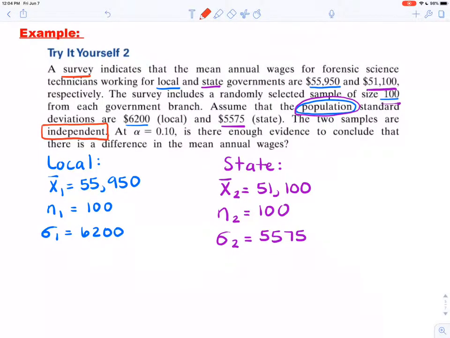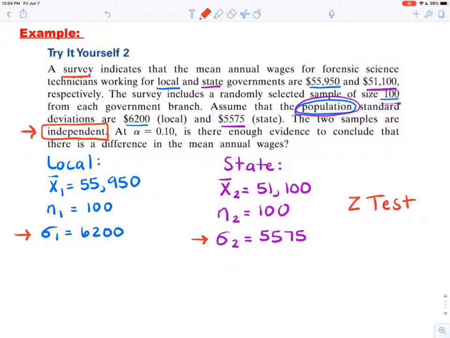Now, this problem comes right out and tells me that these are independent. But even if it didn't, I would say, all right, these are 2 separate groups. We've got local, we've got state. We're not pairing things up. And so I could tell for myself that these were independent as well. What's important here, I have independent samples. I know the population standard deviations, sigma 1 and sigma 2. Therefore, I'm going to use a z-test to test the difference between the two.